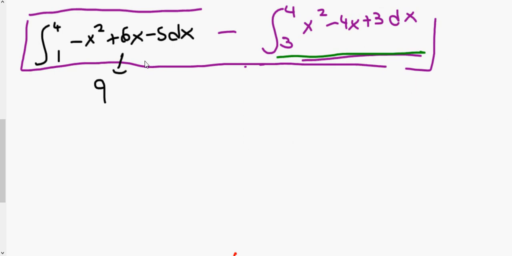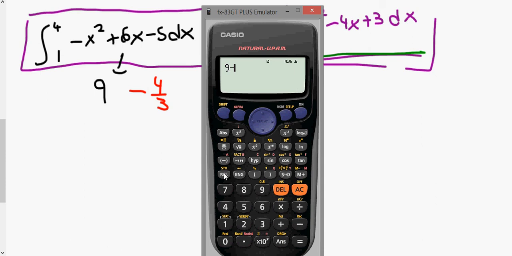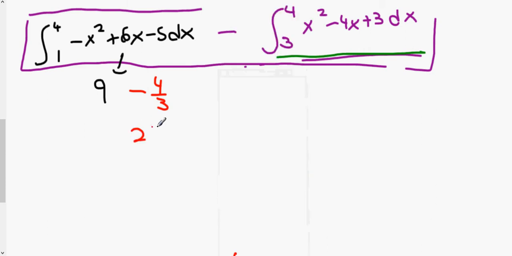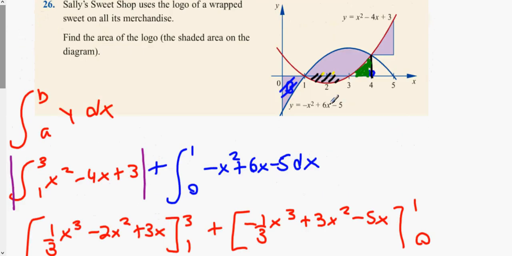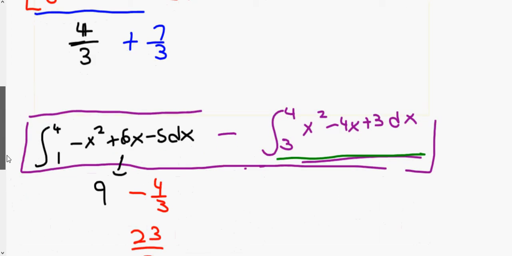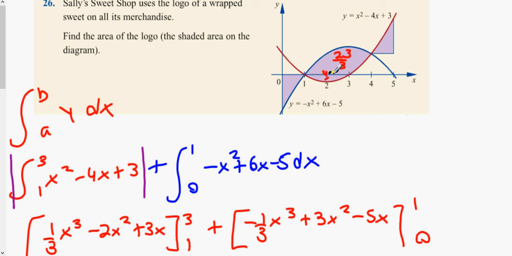Now we're told that we had to take them away from each other, so it's going to be 9 minus 4 over 3. So we have 9 minus bracket 4 over 3, and we get 23 over 3. So 23 over 3 is the answer to this part here. This area in here is 23 over 3. The area of part 1 was 4 over 3. This part here is 7 over 3.